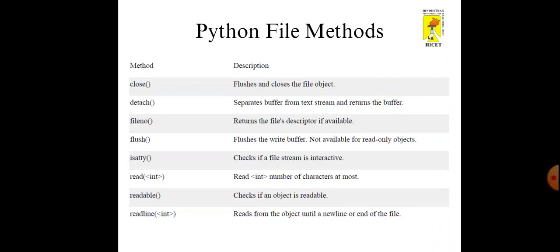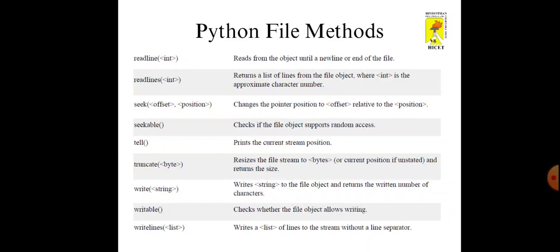Close closes the file object. Detach separates the buffer from the text stream and returns the buffer. Fileno returns the file descriptor if available. Readable checks whether an object is readable. Read reads a number of characters at most. Readline reads from the object until the new line or end of the file. Tell prints the current stream position, and writable checks whether the file allows writing.